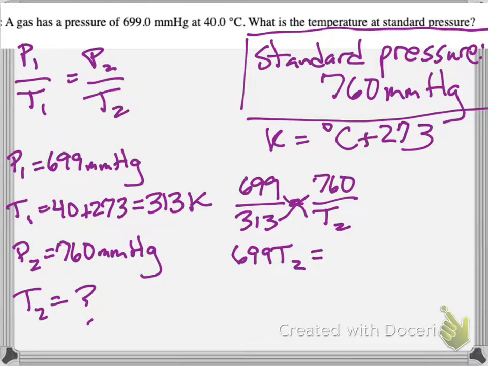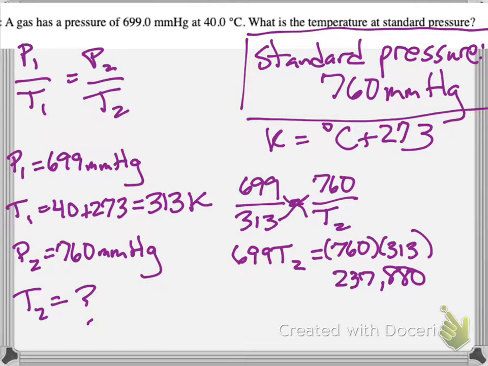And so on one side we have 699 times T2 equals 760 times 313. And so we're going to get a very big number over here on the right. I always recommend writing this number down so you don't enter it incorrectly or forget it. This big number is 237,880. And on the other side, we have 699 times T2. We're going to divide both sides by 699.